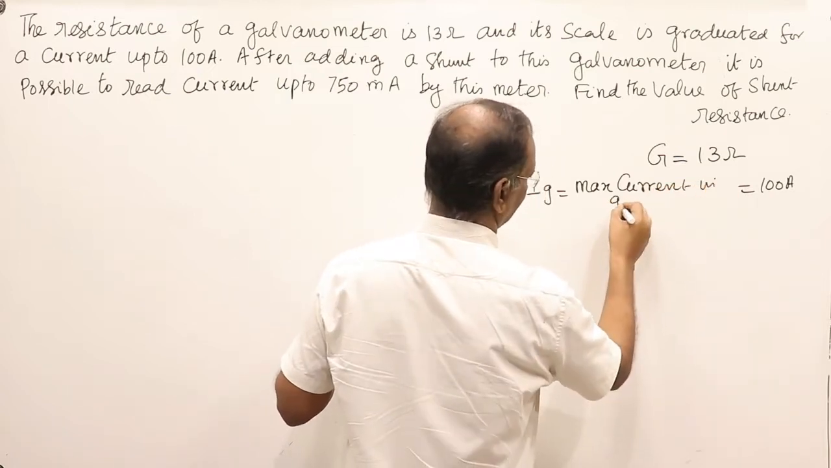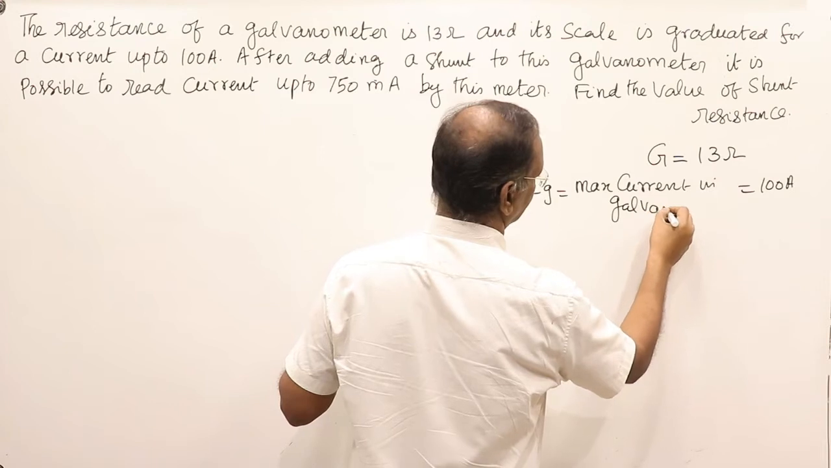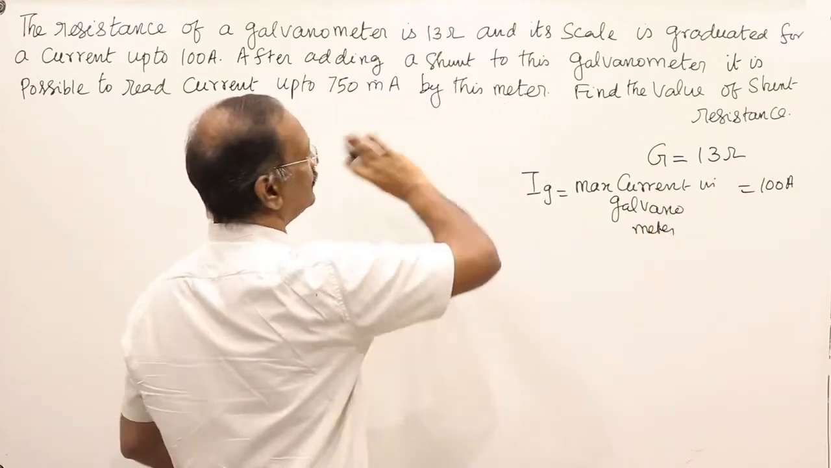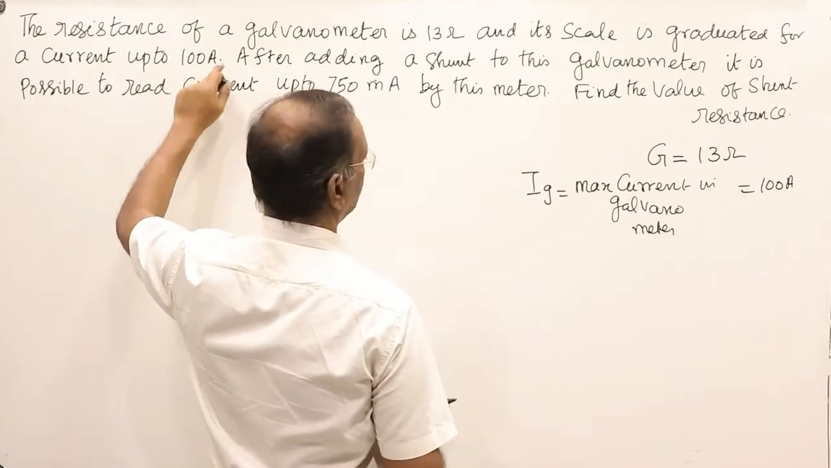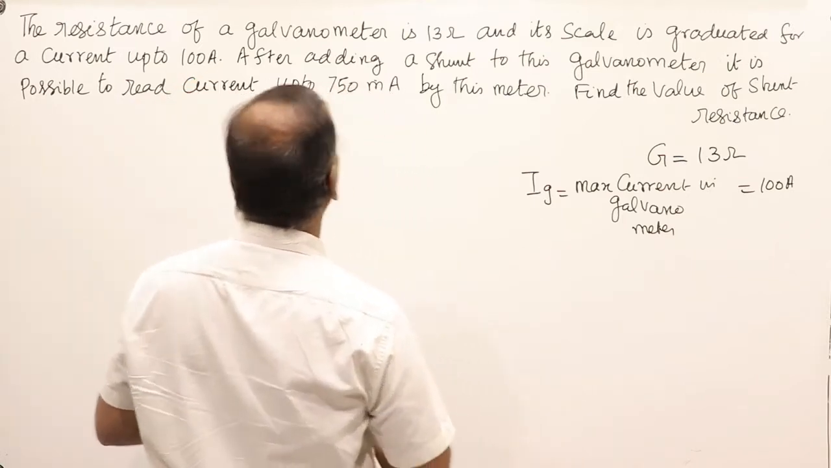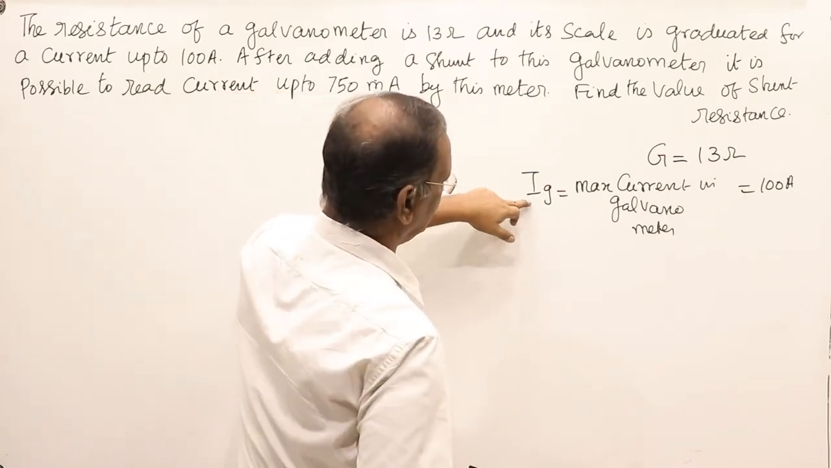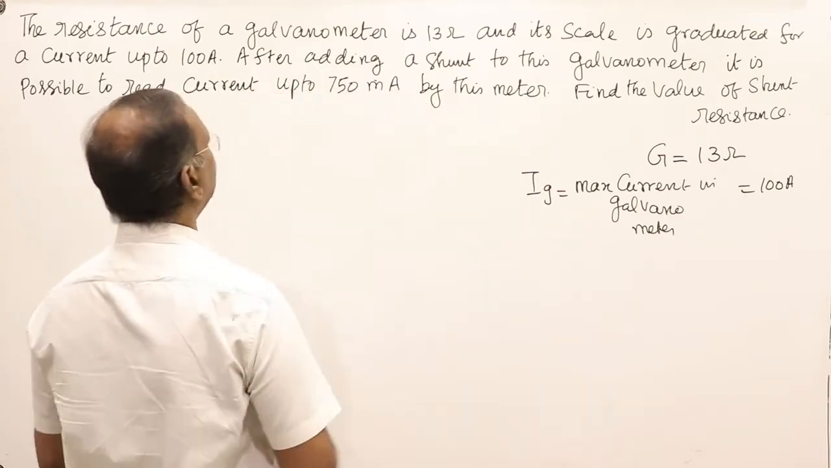It means the galvanometer can show up to 100 ampere. It means it is graduated for 100 ampere. The maximum galvanometer current is equal to 100 ampere.